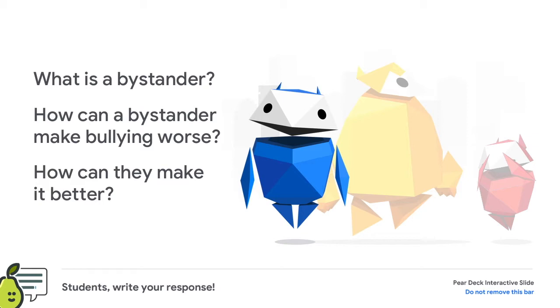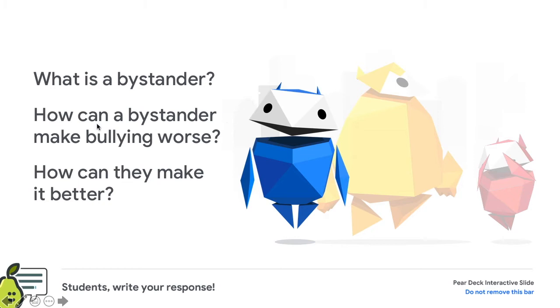So what is a bystander? Well, a bystander is somebody who sees what's going on and maybe they're not being bullied. So maybe there's three people in a situation here and maybe this yellow character is a bully and this person over here, the red character, is being bullied. And the blue person isn't being bullied, but he sees the bullying going on. So the blue person is a bystander.